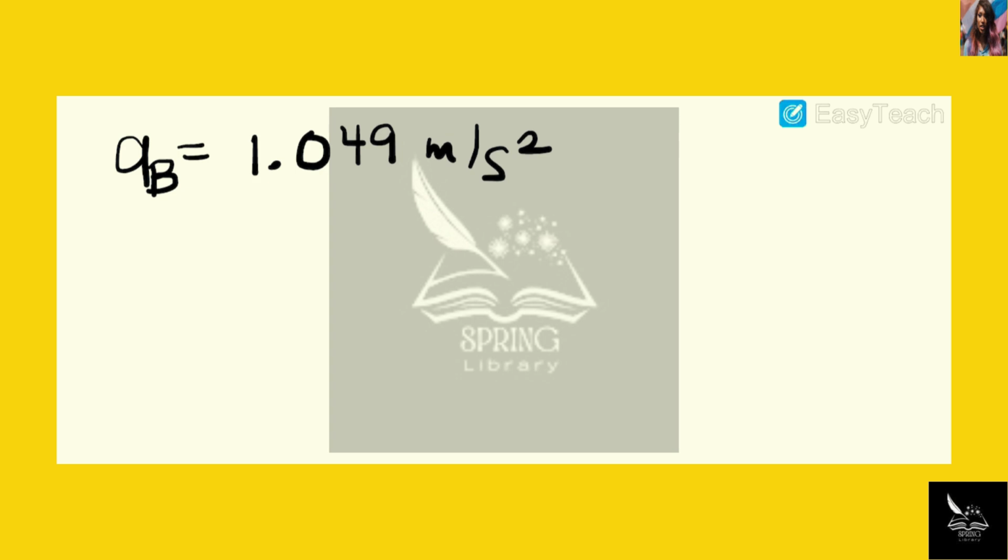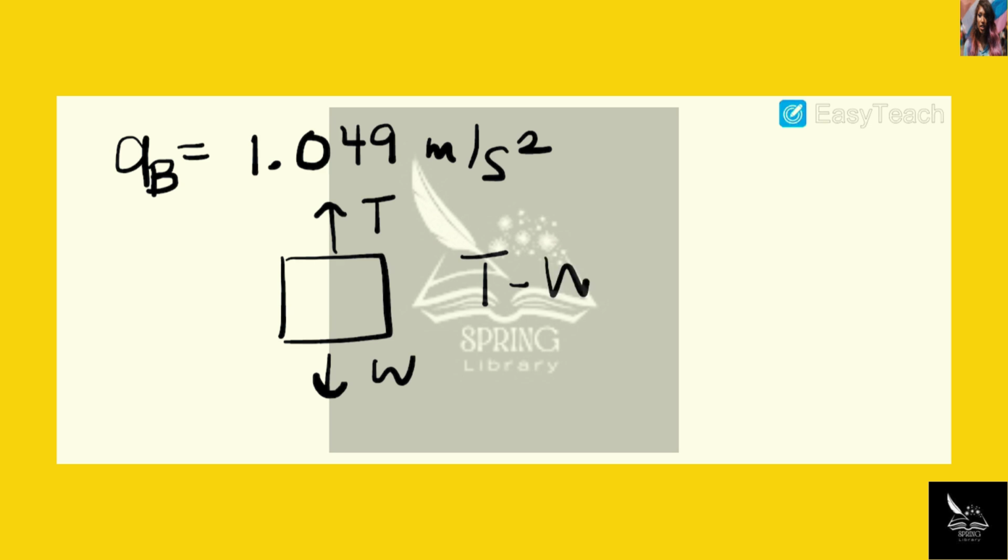Next, what we can do is apply Newton's second law to find the tension on the box. So we have our box here. We have a tension force, and we have a weight force. We're going to be assuming that these are the only forces acting on this box. And as we do Newton's second law in the y direction, we can see that tension minus weight is equal to ma. Therefore, the tension is equal to the mass times acceleration plus the weight.